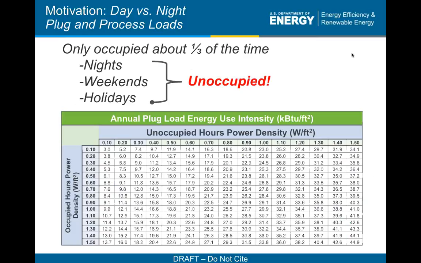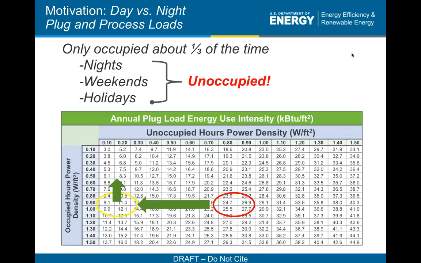Buildings are also only occupied 1/3 of the time. During nights, weekends, and holidays, buildings are usually unoccupied and plug loads can be turned off during these times. And of course, advanced power strips can help with this. The graph here shows energy use intensity values, and I'll just show this for reference. In our NREL's old office building, we were using about 25 kBTU per square foot for plug loads. By turning equipment off at night, we were able to reduce our EUI down to about 10 kBTU per foot squared.